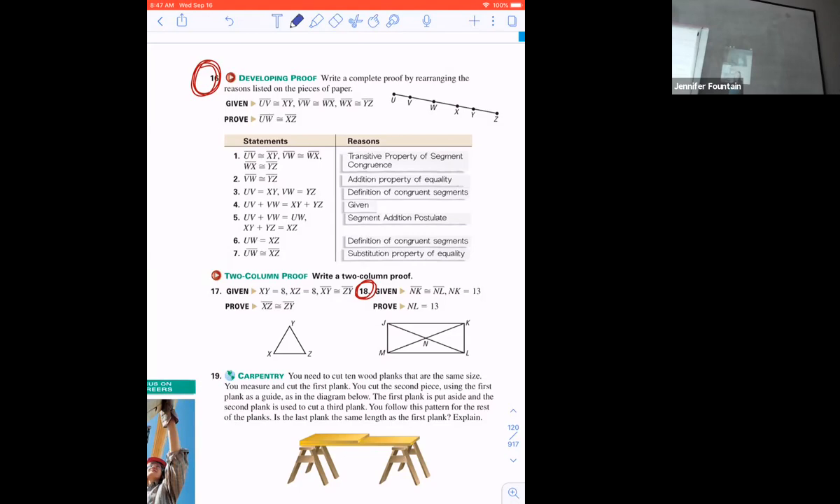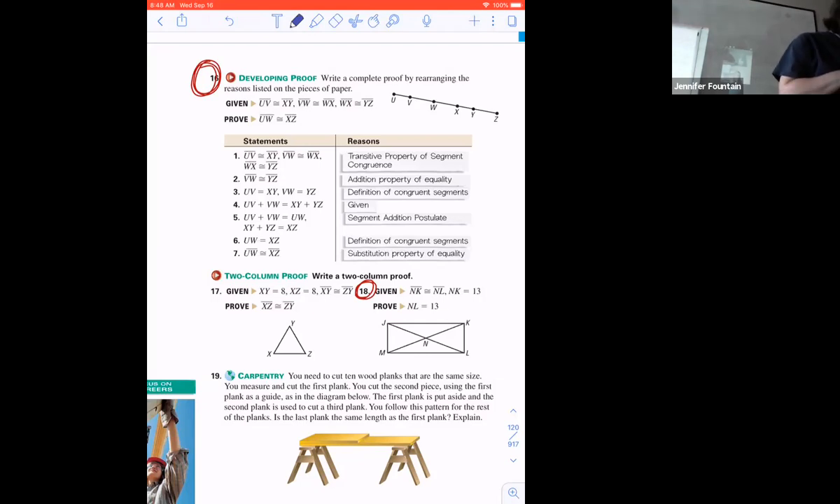So it says that we need to prove that UW is congruent to XZ. Okay, so what they did is they gave us our statements, but they jumbled up the reasons. So we have got to unscramble those. Okay, so let's go ahead and take a look. What is the reason for the first statement going to be? Given. We talked about how usually every single time we see a proof, the first step will be given. Okay, so that's our given.